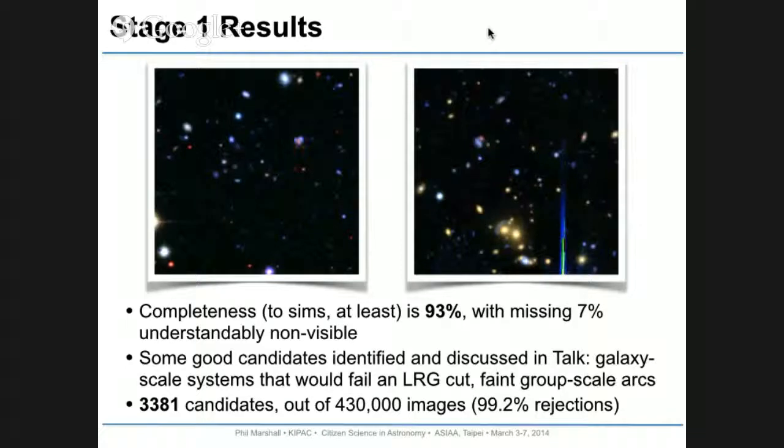Okay, so some results from stage 1 of this classification process. We found that with the SIMS, we were something like 93% complete. That is, we recover 93% of the SIMS that we put in. The 7% false negatives, when we look at them, are very difficult to spot, so that's encouraging. And I suppose the main result is that out of those 430,000 images, the stage 1 classification process managed to reduce it to 3,381, which is to say that our crowd of volunteers is extremely good at rejecting non-lenses, which is great. That's the main task.